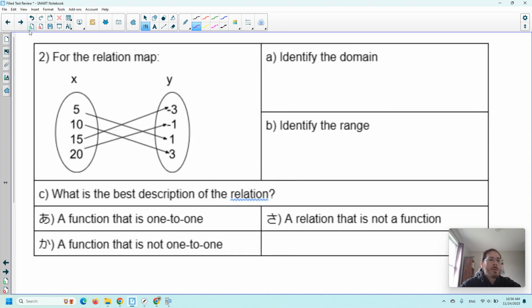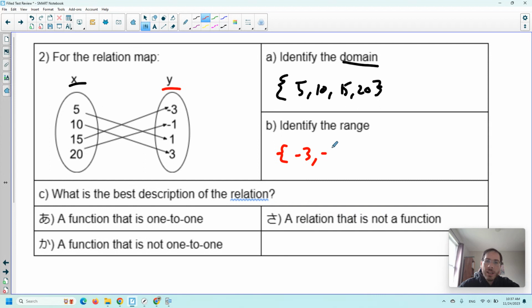All right, for number 2, we have our relation map. First thing it says, part A, is to identify the domain. Remember, the domain is going to be the same as the x values. So I got 5, 10, 15, and 20. That'll be easy. All done. Identify the range. That's all the y values. We can see we've got 4 from there, -3, -1, 1, and 3. So that's easy. Pretty nice.